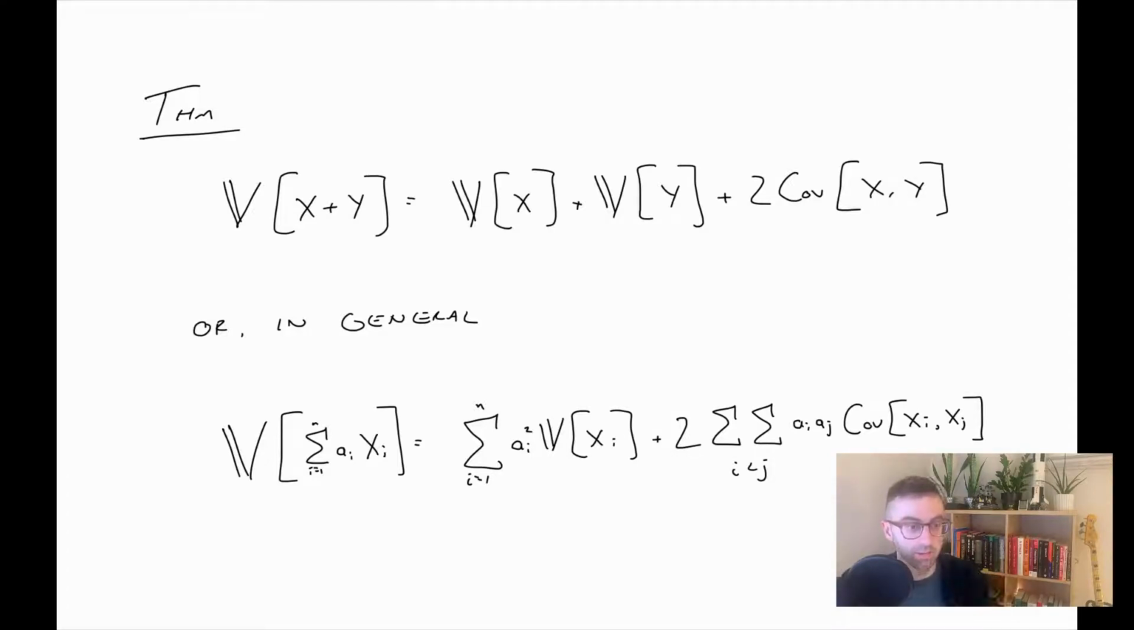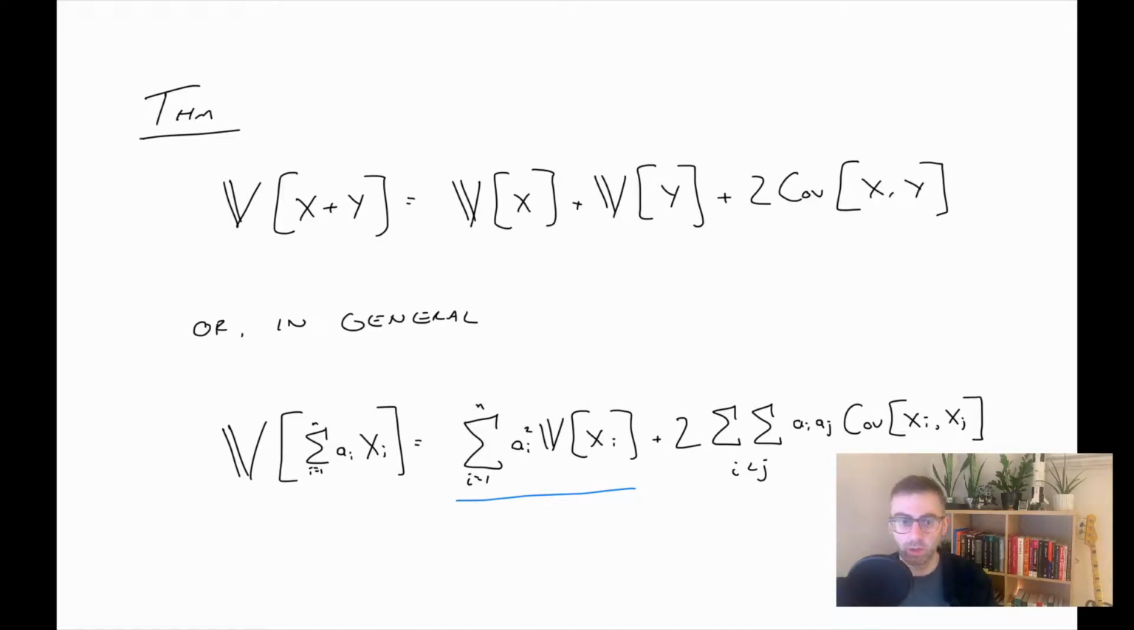A couple more properties of the variance. The variance of X plus Y is the variance of X plus the variance of Y plus 2 times the covariance of X and Y. More generally, we already talked about this in the independence case, but if we have X1 through Xn that are not independent, this is the formula for the variance of the sum of a_i X_i. When they were independent it was just the variance part, but when they are dependent, we have to add in the covariance terms.